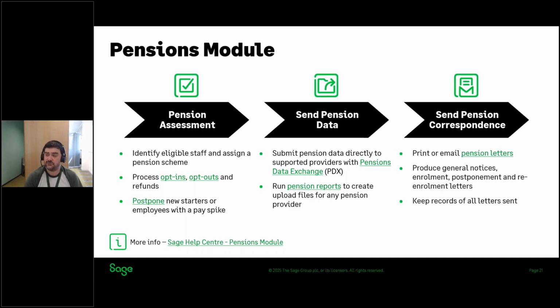And then sending pension correspondence, just seen that briefly. You can print or email pension letters. So that's general notices, enrolment letters, postponement letters, if you ever postpone someone's enrolment, and re-enrolment letters every 3 years. And that keeps the audit trail of what letters have been sent. And that all ties back to those ongoing duties that we looked at the start of the webinar.